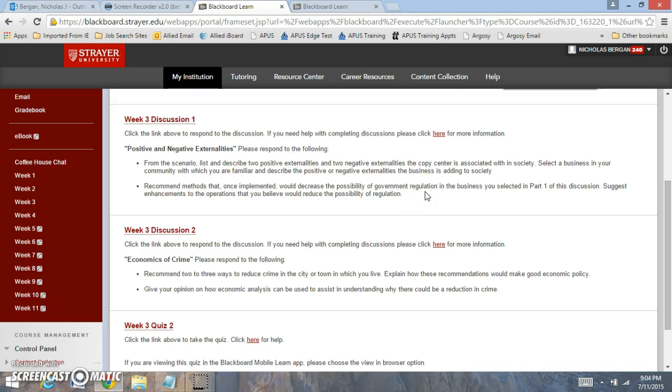Now, what you're going to do is, from the recommended methods that once implemented would decrease the possibility of government regulation. So you're looking at government regulation as a possible solution. And when you look at this solution, focus on it and how you need to evaluate it. That's very important to look at.